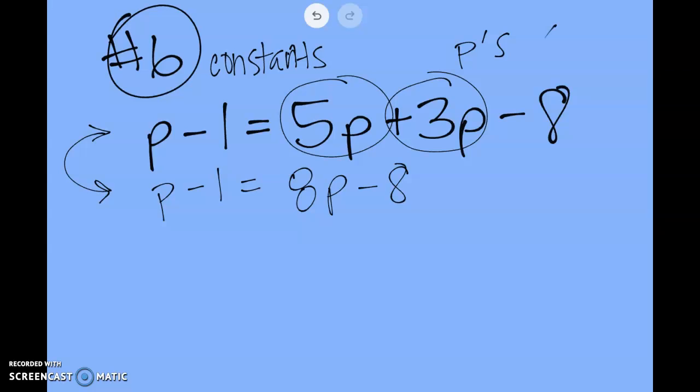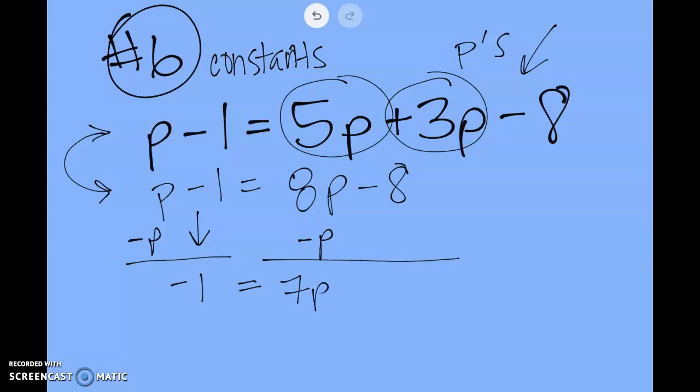I'm getting all my p's together on this right side. So I'm going to look at this p right here. It's positive. I can treat it just like a number and subtract it from both sides. So I'm left with negative 1 is equal to 8p minus p. I take away 1p. I have 7 p's left. So now I have negative 1 is equal to 7p minus 8.